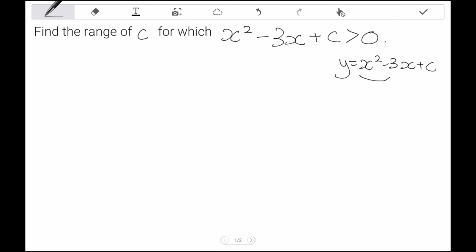Now, the question tells us that x squared minus 3x plus c is greater than 0, and therefore I can conclude that all the y values must be greater than 0 as well. How would this curve look like in this case? Firstly, we know this is a U-shaped graph because, if we can see over here, your x squared is positive, so it must be a U-shaped graph.